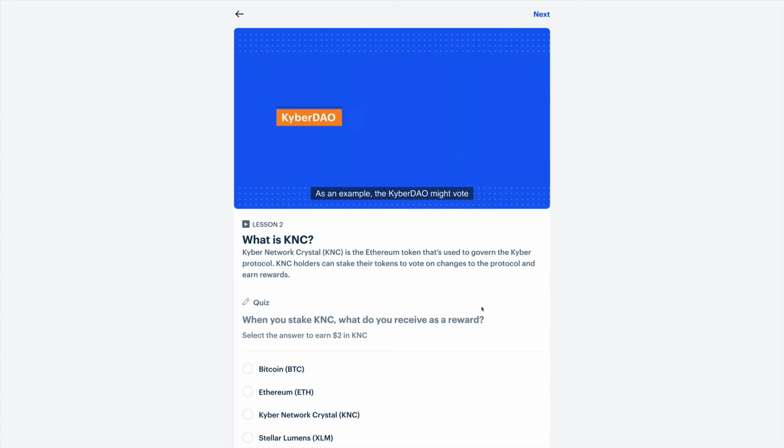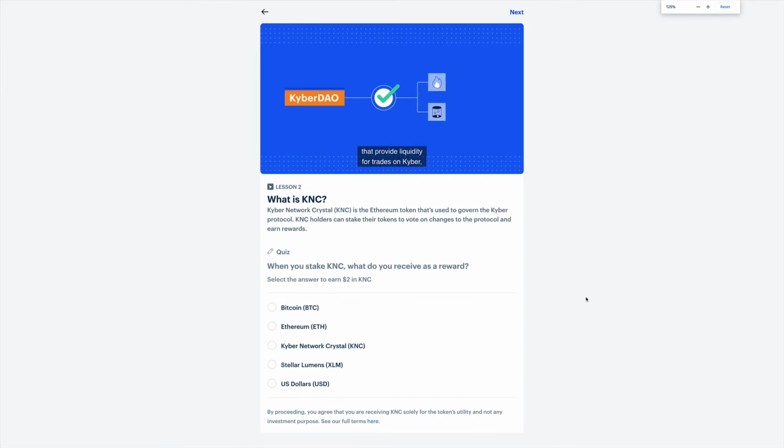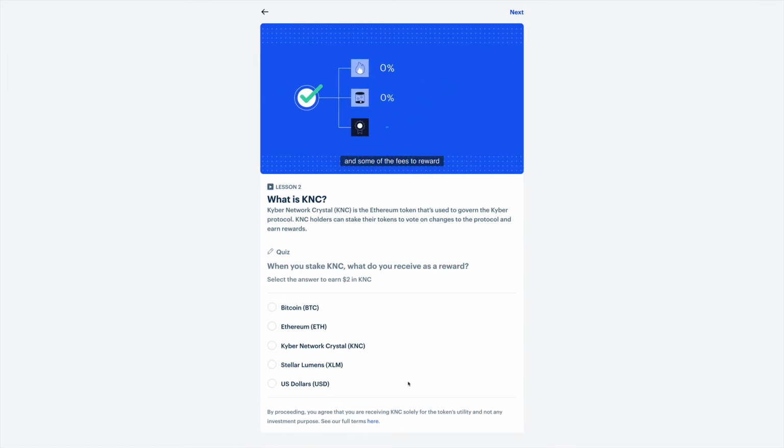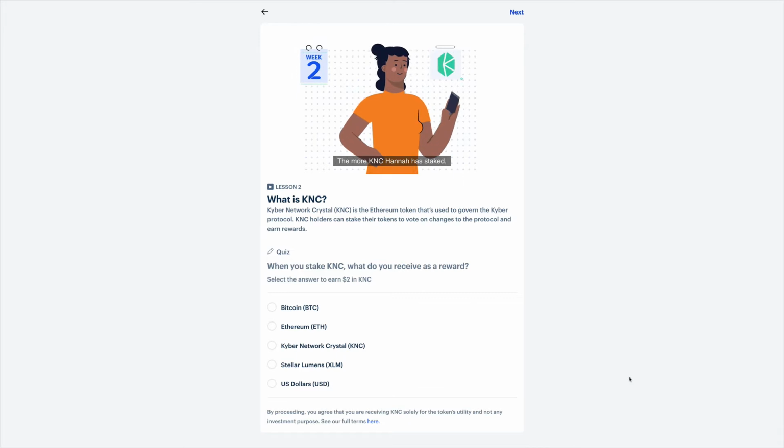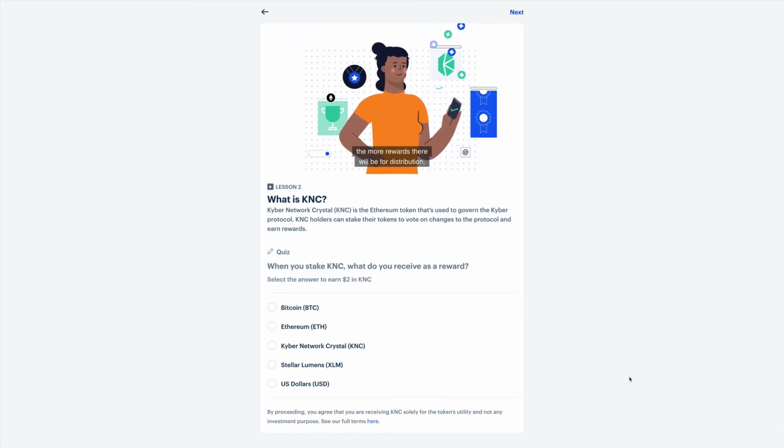As an example, the Kyber DAO might vote to use some of the fees to purchase KNC and burn it, or remove it from circulation, some of the fees to reward the reserves that provide liquidity for trades on Kyber, and some of the fees to reward members of the Kyber DAO, like Hannah. The fees are distributed roughly every 2 weeks. The more KNC Hannah has staked and the more active she is in voting, the more rewards she'll receive. In addition, the more Kyber grows, the more rewards there will be for distribution.